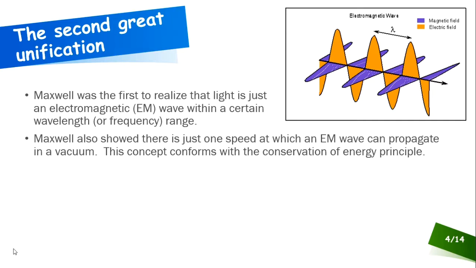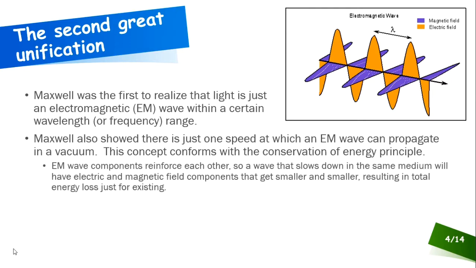So this is actually part of the conservation of energy principle. Think about it for a moment, okay? The EM wave components reinforce each other. So if a wave were to slow down in the same medium, in other words, if it didn't have a constant speed, but it were actually slowing down, then that would mean that the electric and magnetic field components would get smaller and smaller and smaller. And the result would be total energy loss just for existing.